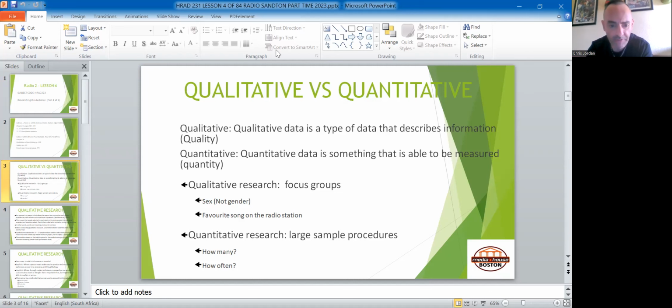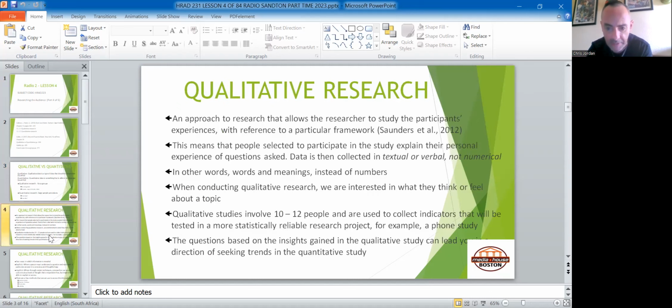So again, when you want to find out more about deeper, in-depth, and obviously varied responses, where you can investigate further and talk personally with the person that is in your focus group, you want to be able to use qualitative research, right? It's an approach that allows the researcher to study the participant experiences, so we can have an explanation. This means that people selected to participate in a study explain their personal experiences, right?